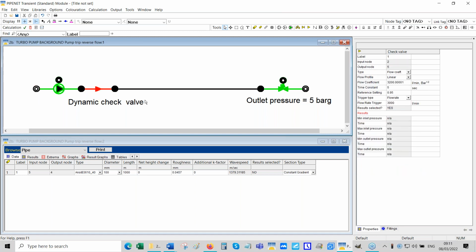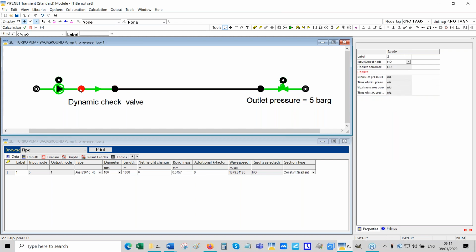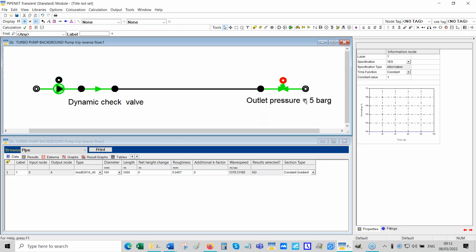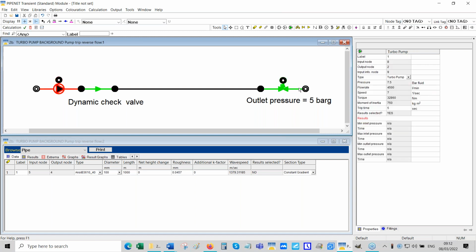In the previous case, we had what is called the non-return valve. Non-return valve will close as soon as the delta P is positive. In other words, the pressure here is higher than the pressure there. Whereas this one will take time to close. It's a time constant, and so on. Apart from that, it's virtually the same.